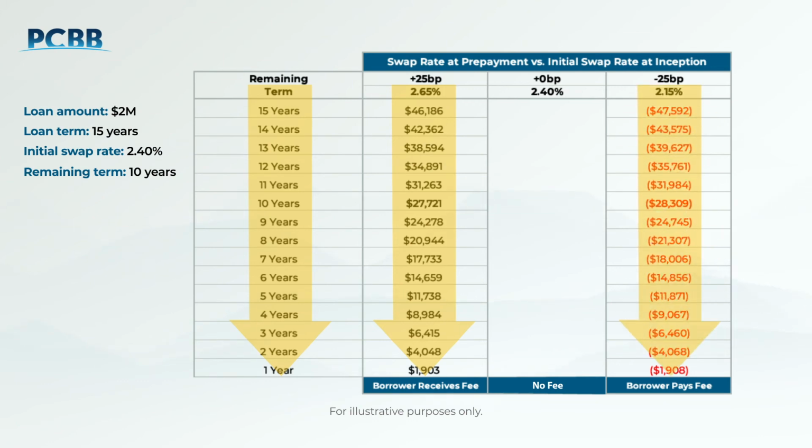The fee decreases because as the cash value of the asset related to the BLP loan decreases, and as your borrower pays down the loan, the basis point value of the structure also decreases, assuming there is no change in the rates, and so does the impact of any difference between the initial swap rate and the prepayment swap rate.